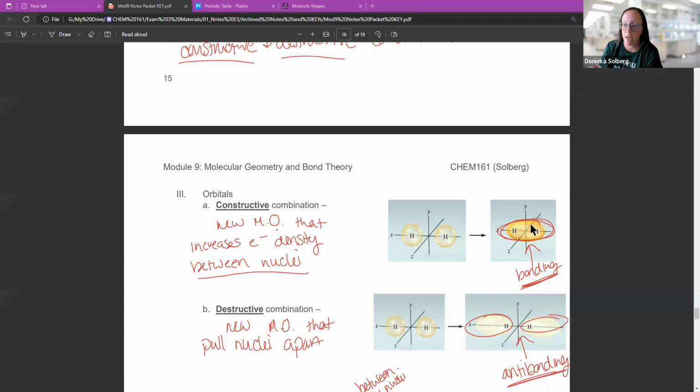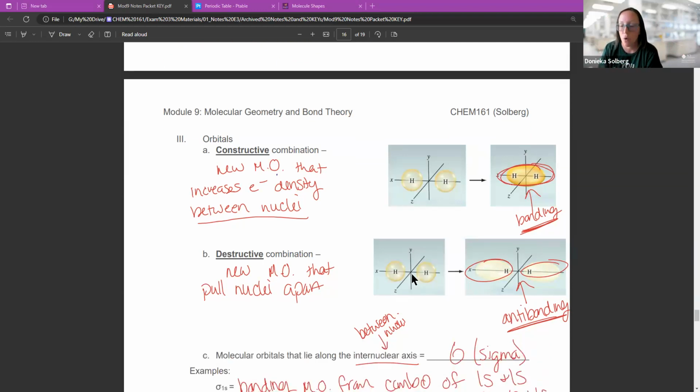So you get one that is constructive, and this is called a bonding molecular orbital, and you get one that's destructive, where they're not combining, which is called an anti-bonding molecular orbital. Anytime I have a 1s and a 1s, when I combine them, I get two new orbitals. One is bonding and one is anti-bonding. So I still have two orbitals. Those are the new orbitals.